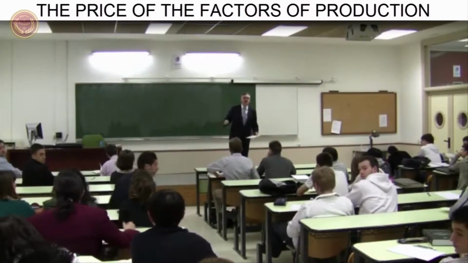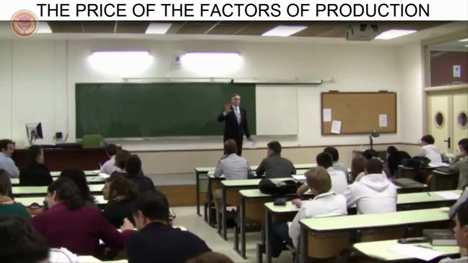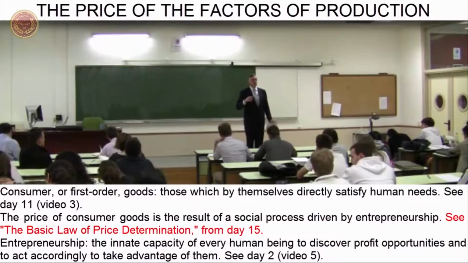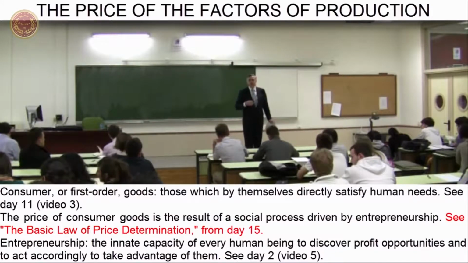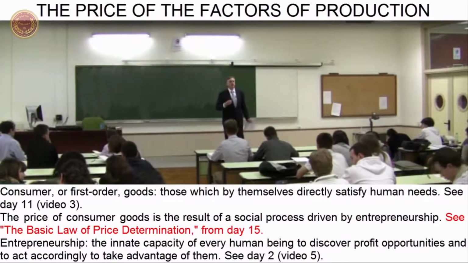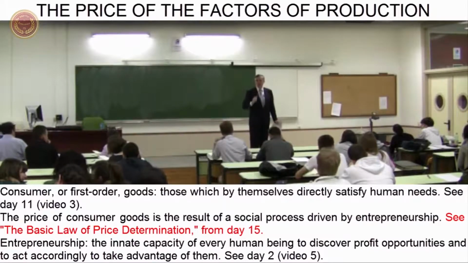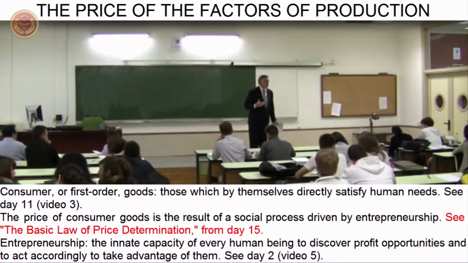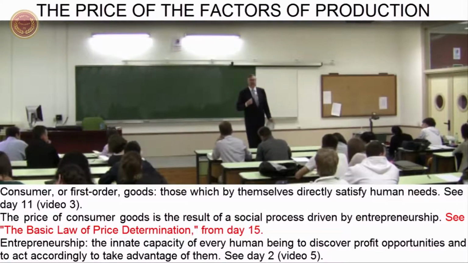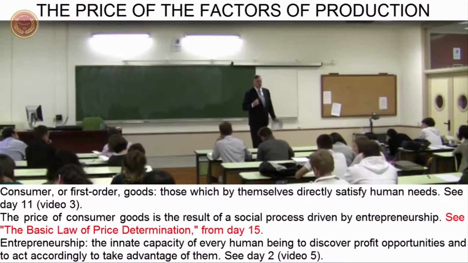We will begin by explaining how the price of the factors of production is determined. First, I will offer a very brief introduction. In a market economy, the price of consumer goods and services is determined based on a social process driven by the force of entrepreneurship, which is the capacity all men and women have to recognize what interests them, what is worthwhile to them, and what they value.